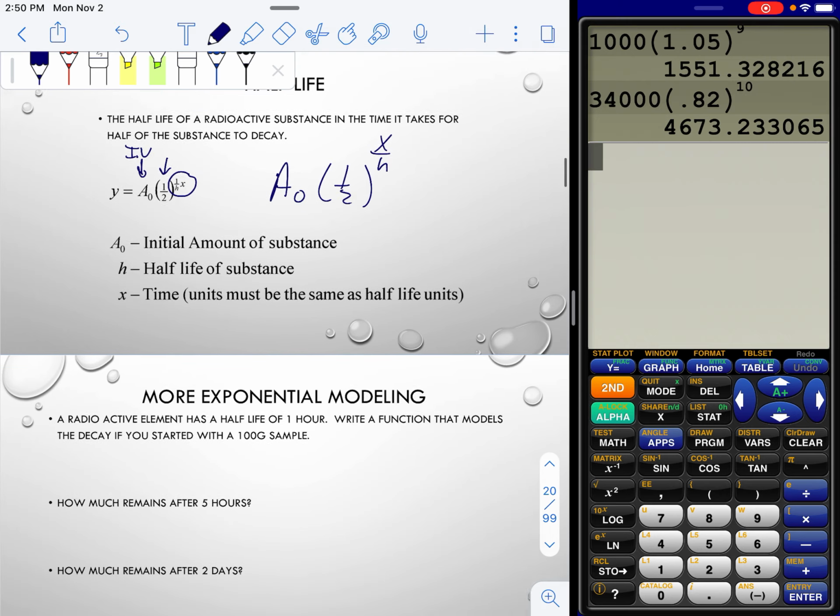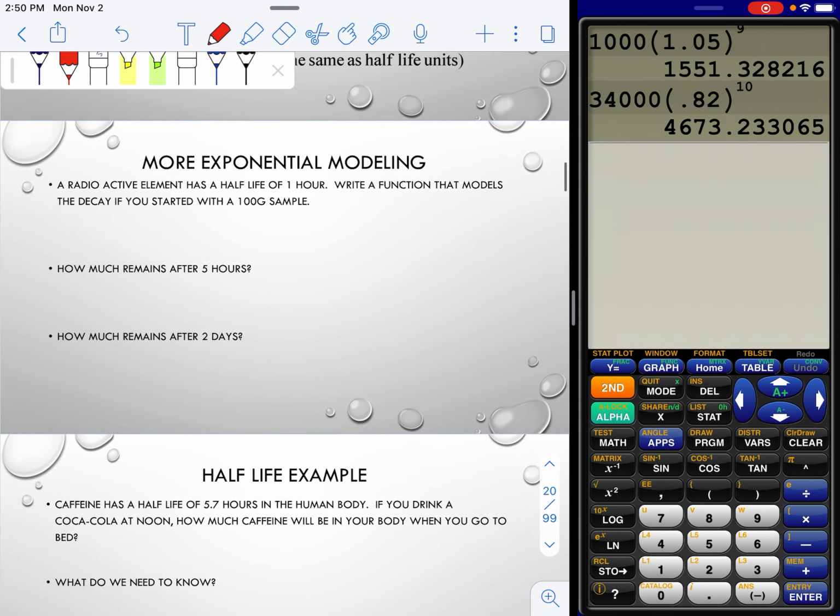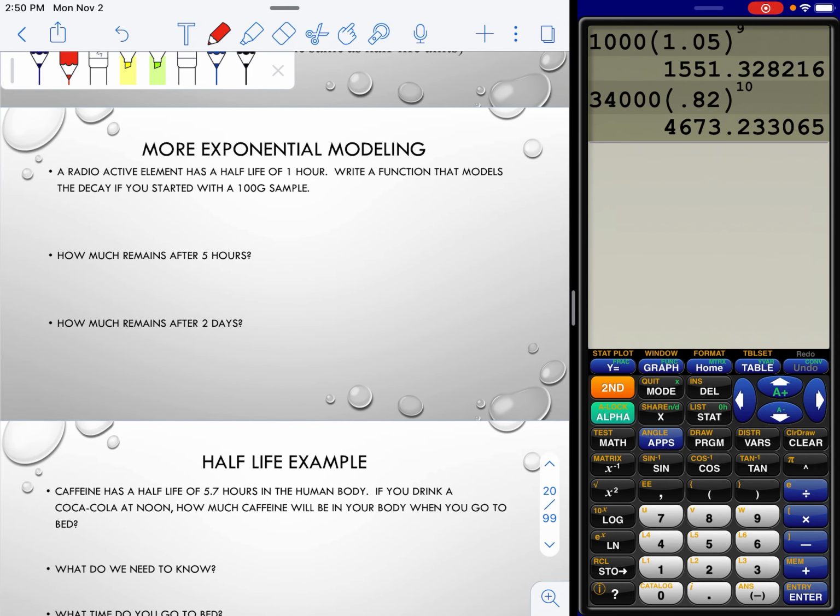So we'll do a couple questions here. And again, the exponent up here is just the adjustment of your time. So let's take a look. A radioactive element has a half-life of 1 hour. Write a function that models the decay if you started with a 100 gram sample.